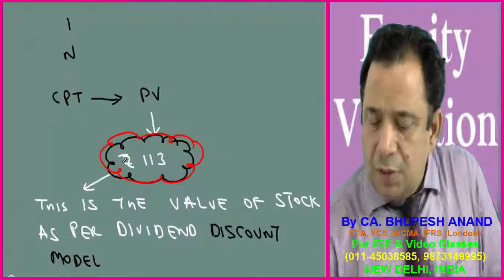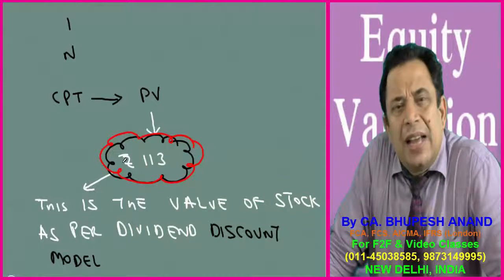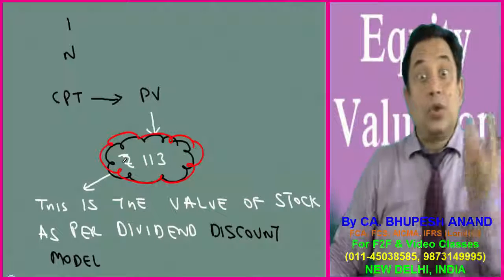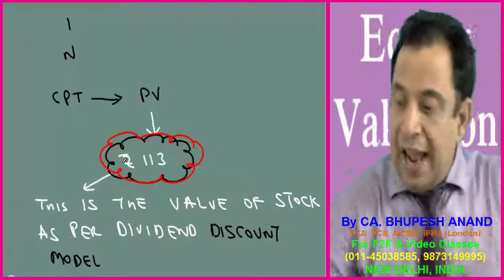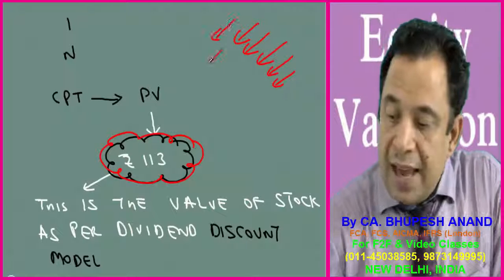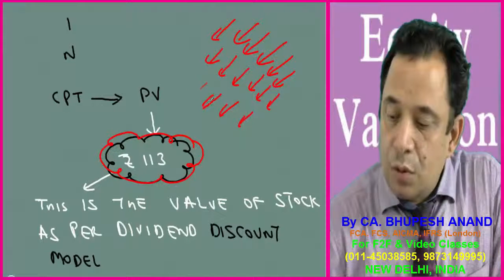So this is the value of the stock as per the dividend discount model. So this is just the beginning. I have just told you how to calculate the value of the equity on the basis of the dividend discount model, and we will be calculating the present value of all these future cash inflows.